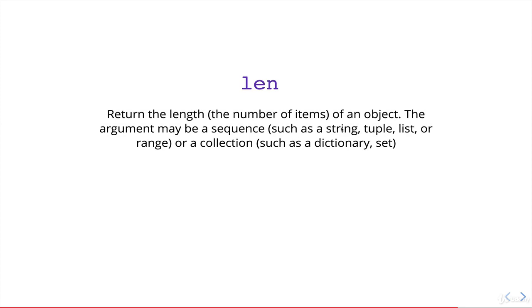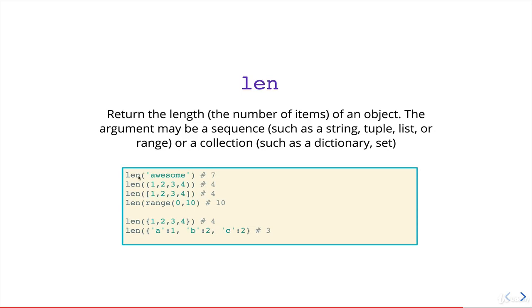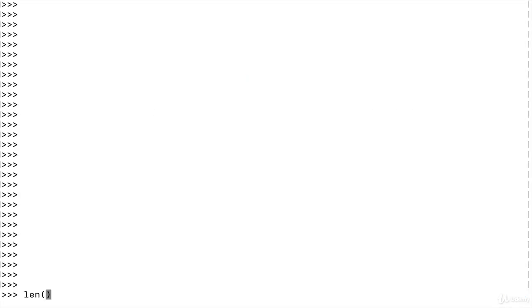You can pass in a sequence like a string, a tuple, a list, or range, or a collection like a dictionary or a set, and it will give you the length, the number of items in there as an integer. So, we don't have to review all of this, but there's examples in the slides of passing in a string, a tuple, a list, a range, a set, and a dictionary. So we've seen we can pass in a string, get a length. We could pass in a dictionary, and we get a length. And the way that dictionary length is calculated is based off of the number of key value pairs in there. So we could have another one, and the length of this is 2.